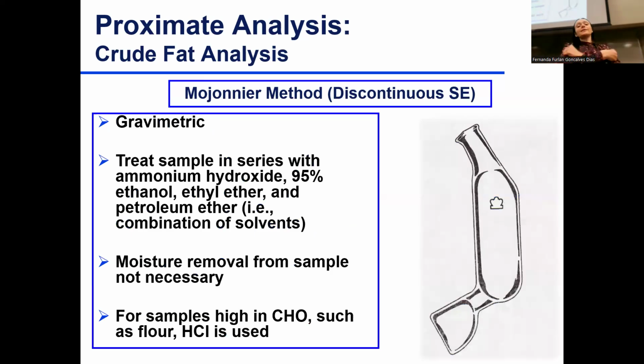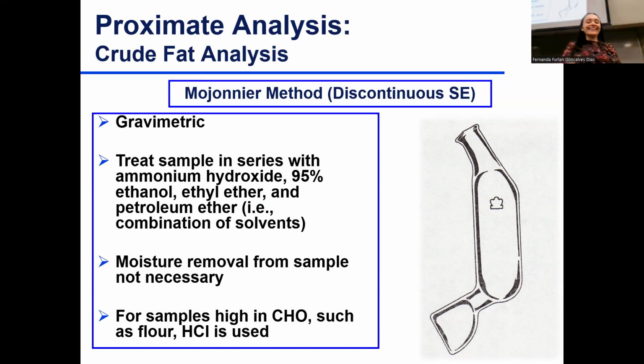Mojonnier is another discontinuous method. If you work in my lab, you probably already do this, or any lab in this... George, do you do this too, Emma? Mojonnier or no? I haven't. You haven't? Okay, but probably they don't like to do this.